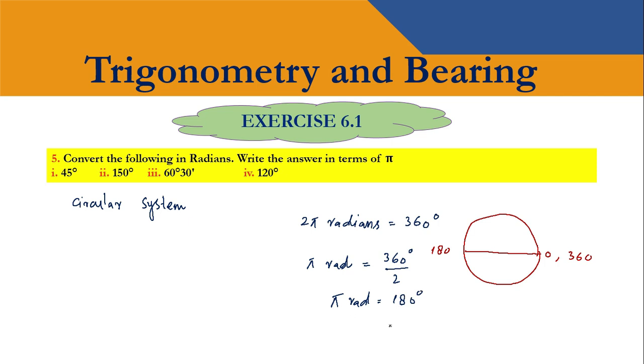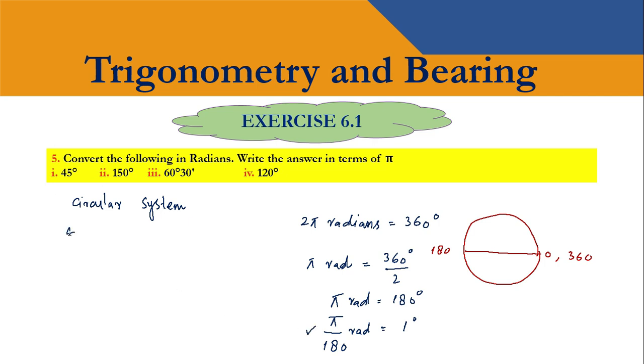And further, if we want to calculate the relation between 1 degree and the radians, then 1 degree should be equal to pi divided by 180, and here is the symbol rad. For the degree you will use this symbol, and for radian we use rad. So 1 degree is equal to pi by 180 radians. To convert these angles into radians, we will use this relation.